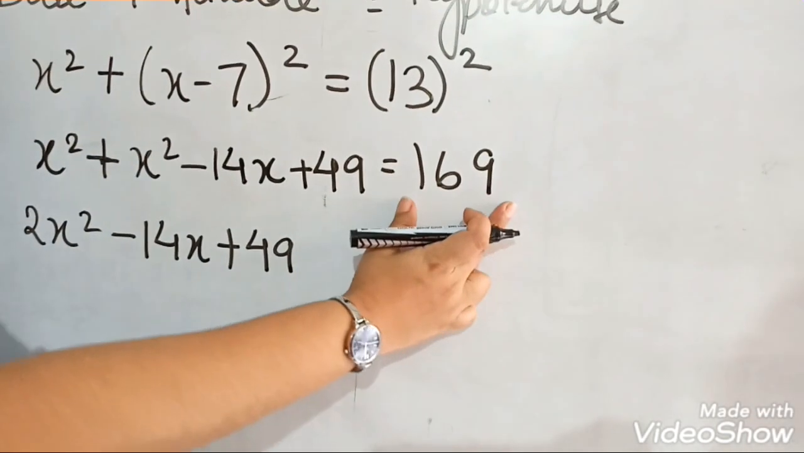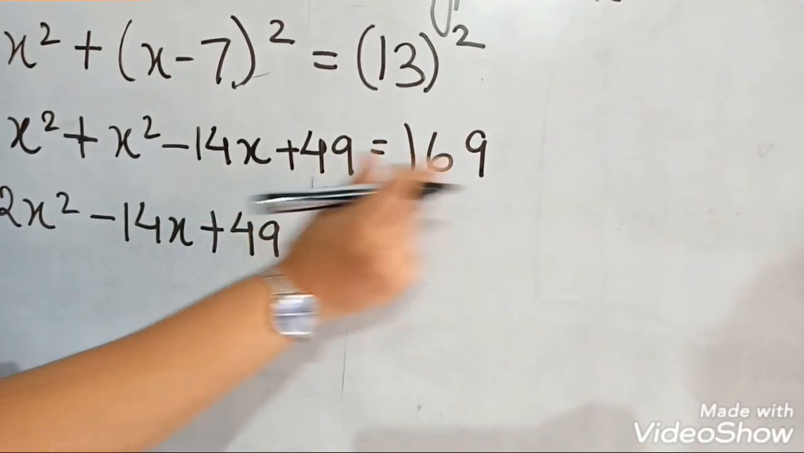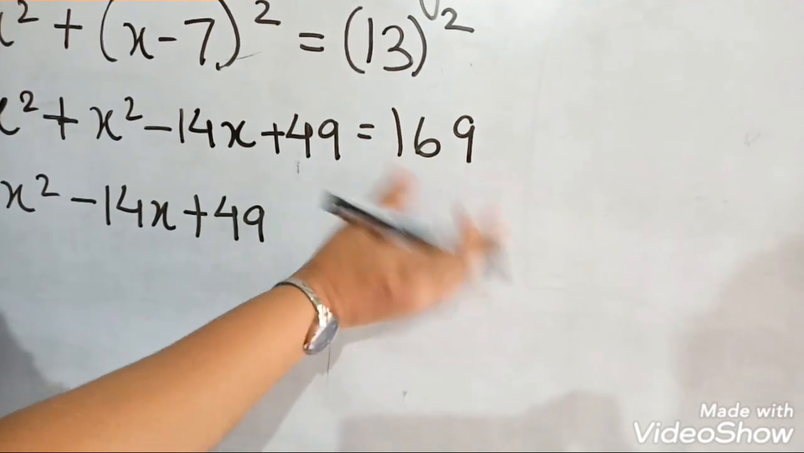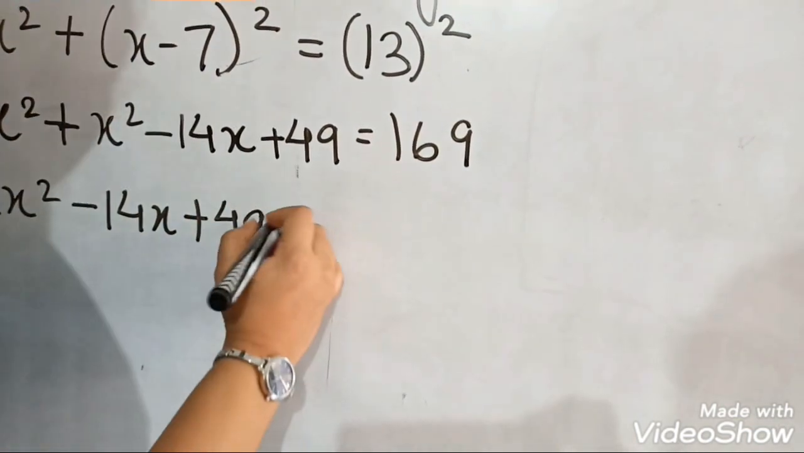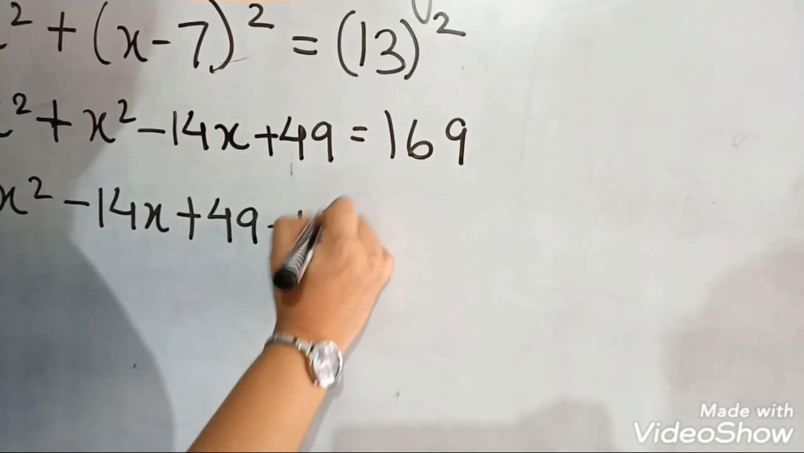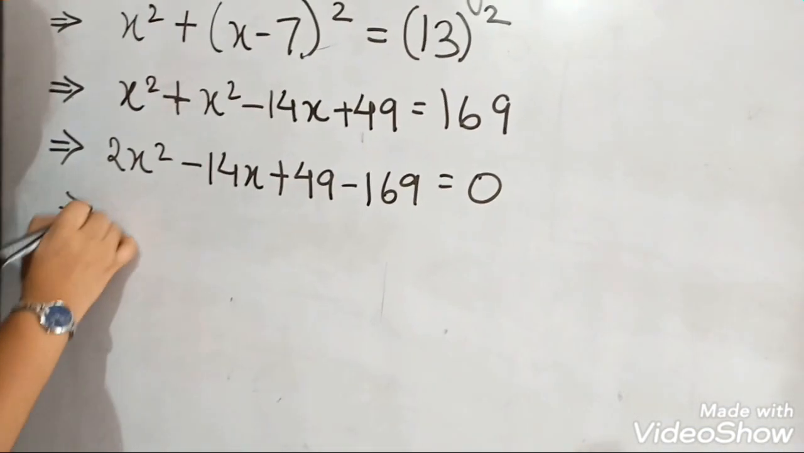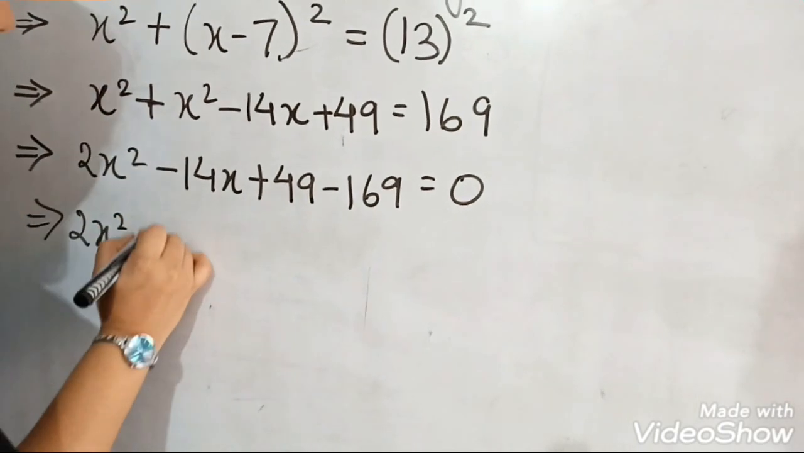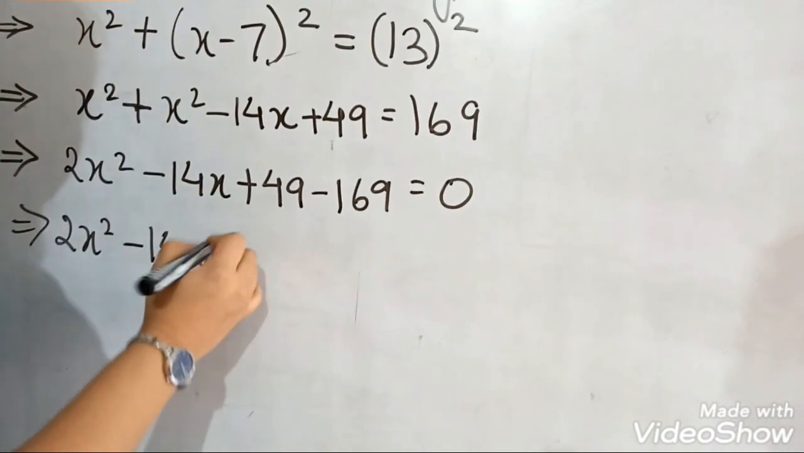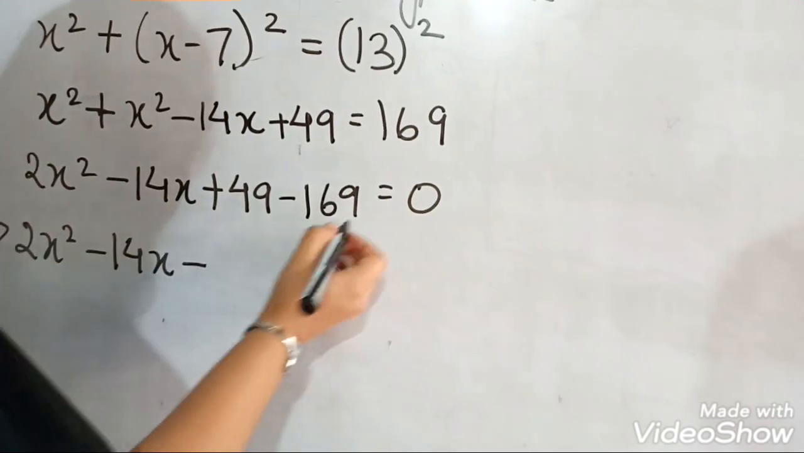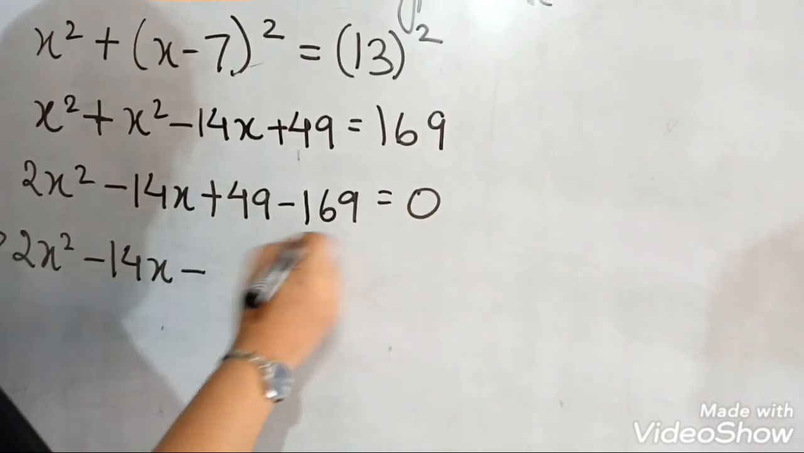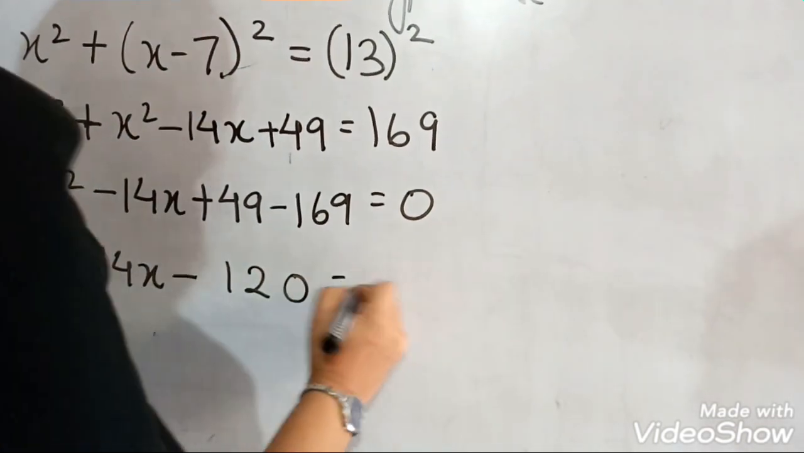Now this is 169. 49 is also a constant. 169 is also a constant. So I am going to transpose 169 to LHS. This will give me minus 169 equals to 0. Let us solve the constant first. So this goes as 2x square minus 14x. Now 49 minus 169 will give me minus 120 equals to 0.